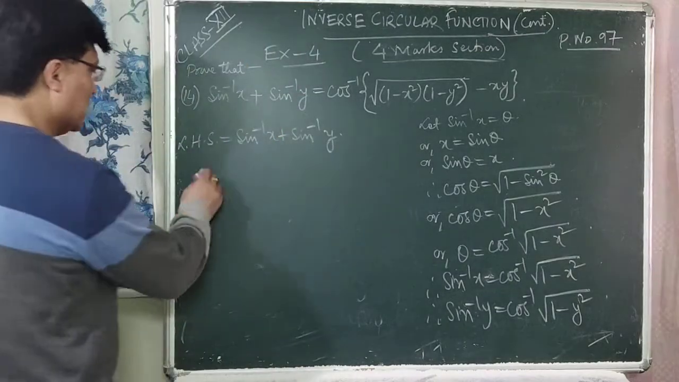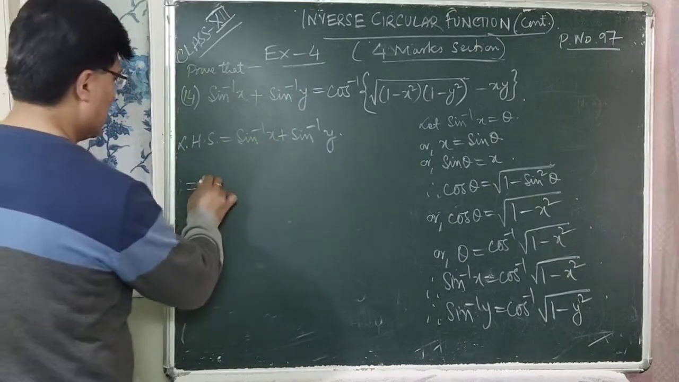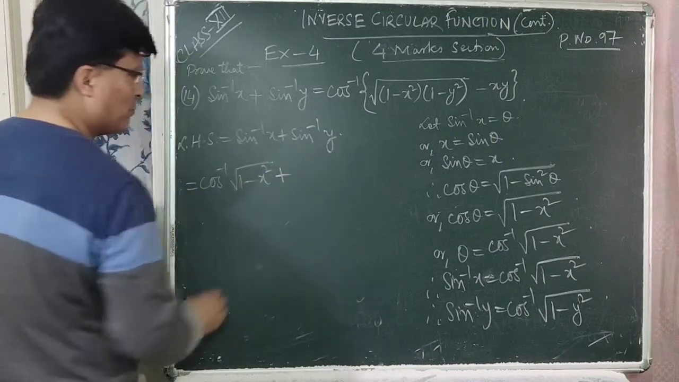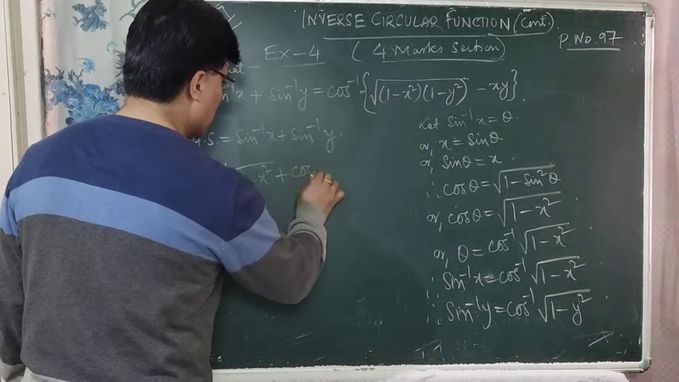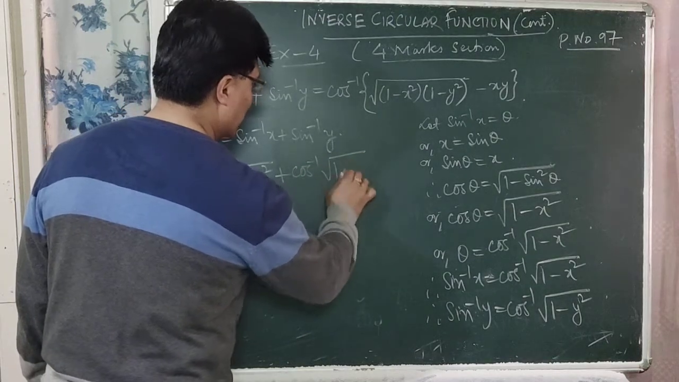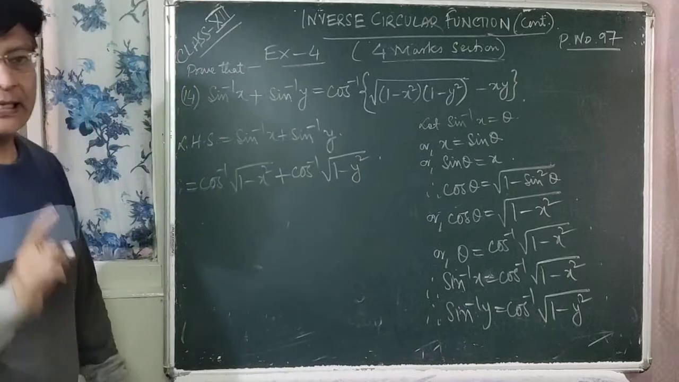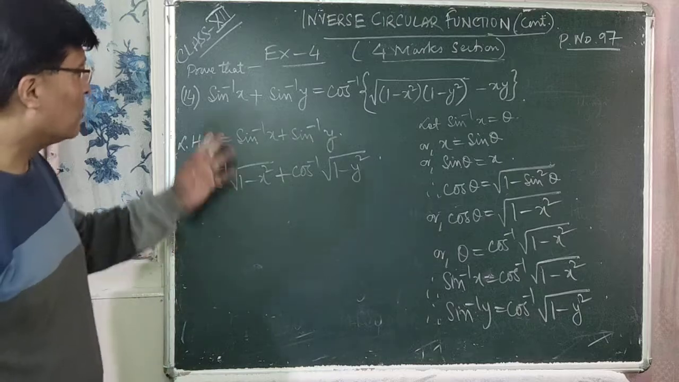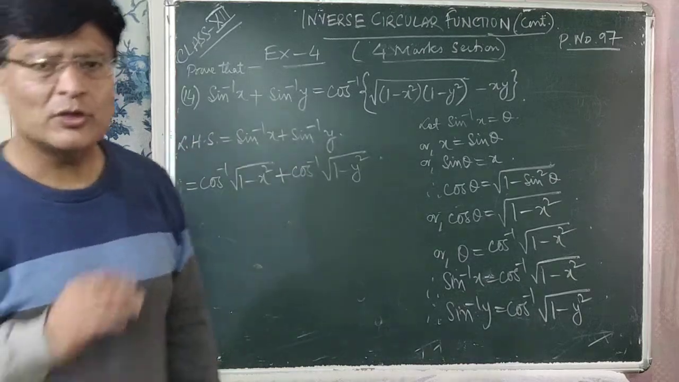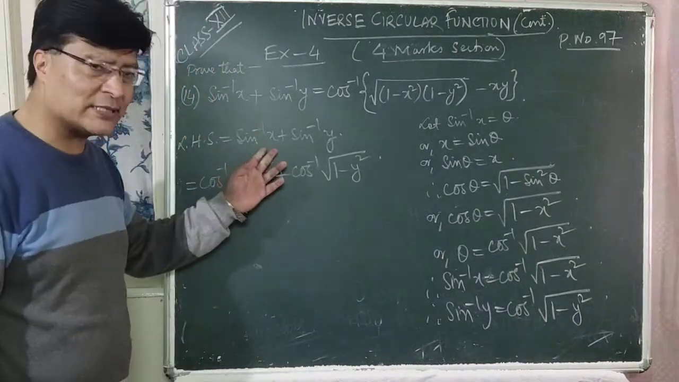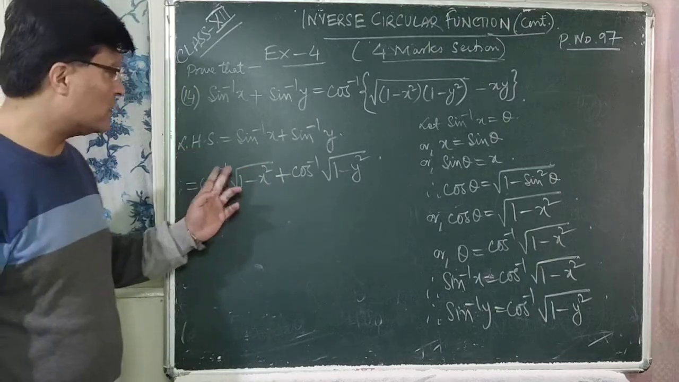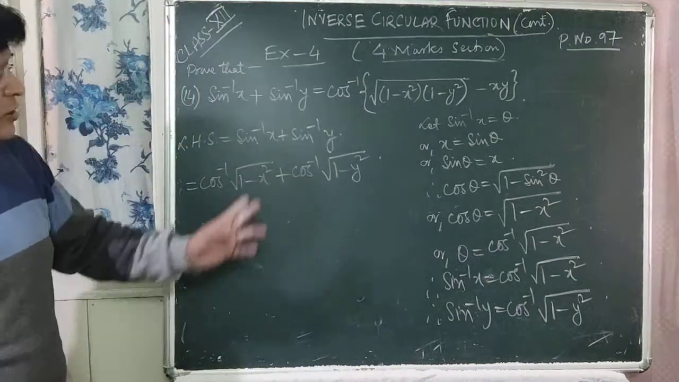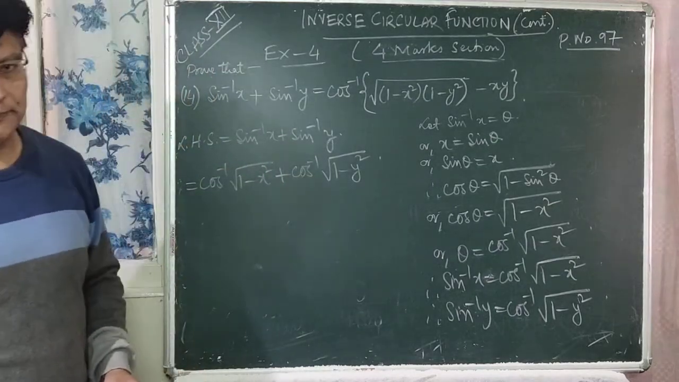So let us write down here. What is sin inverse x? It is cos inverse root over 1 minus x square plus, what is sin inverse y? It is cos inverse root over 1 minus y square, right? Now you can easily prove this right hand side, because both these terms are converted into cos inverse. That is, what is sin inverse x in terms of cos inverse? It is cos inverse root under 1 minus x square. And what is sin inverse y in terms of cos inverse? It is cos inverse root over 1 minus y square.